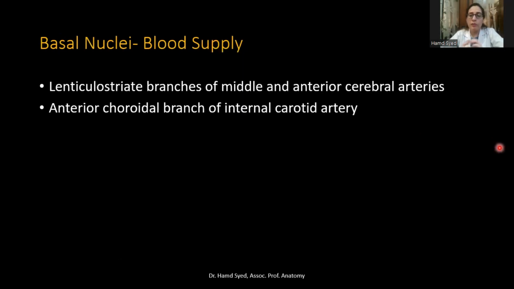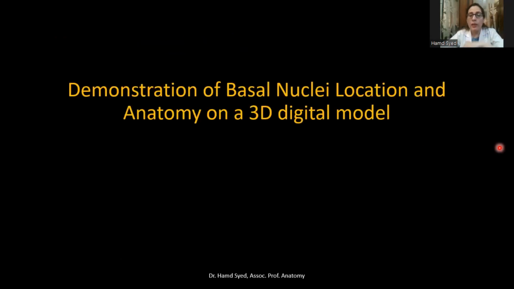The blood supply of the basal nuclei is by lenticulostriate branches of middle and anterior cerebral arteries and the anterior choroidal branch of the internal carotid artery. Okay, so now that we have talked about these basal ganglia, we are going to look at these structures in a three-dimensional digital model.